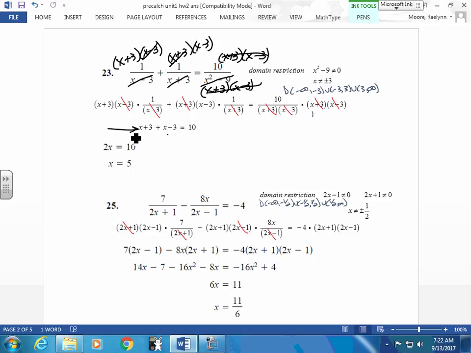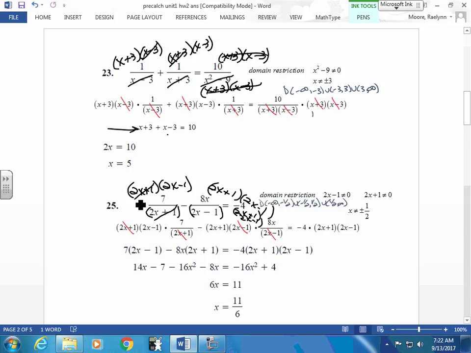Okay, same with the bottom one. Once you find your common denominator, think of these as factors. Think of this as a 3 and as a 4. You need something that goes into both, so you need both of these. 2x plus 1, 2x minus 1. And then do the same thing for this guy. 2x plus 1, 2x minus 1. So this guy's coming out.